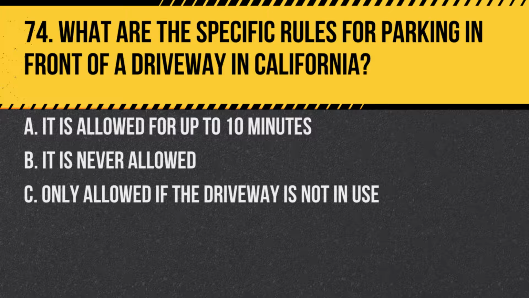Question 74. What are the specific rules for parking in front of a driveway in California? A. It is allowed for up to 10 minutes. B. It is never allowed. C. Only allowed if the driveway is not in use. Answer: B. It is never allowed. In California, it's illegal to park in front of a driveway, blocking access to and from the property.